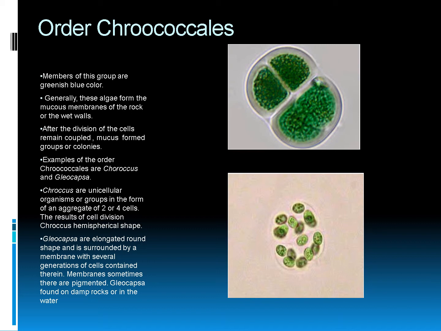Chroococcus are unicellular organisms or groups in the form of an aggregate of two or more cells. The results of cell division of Chroococcus are hemispherical in shape. Gloeocapsa are elongated, round in shape, and surrounded by a membrane with several generations of cells contained therein. Membranes sometimes are pigmented. Gloeocapsa are found on damp rocks in the water.